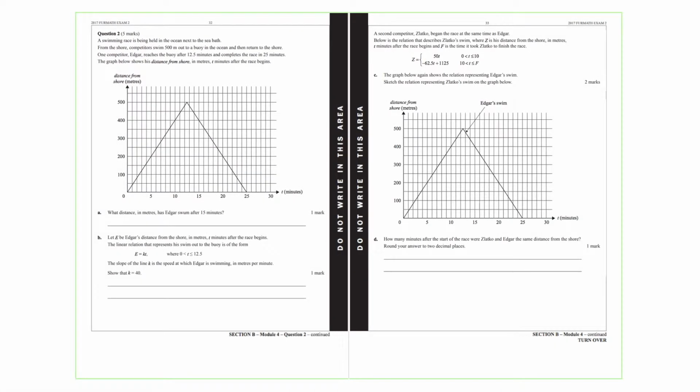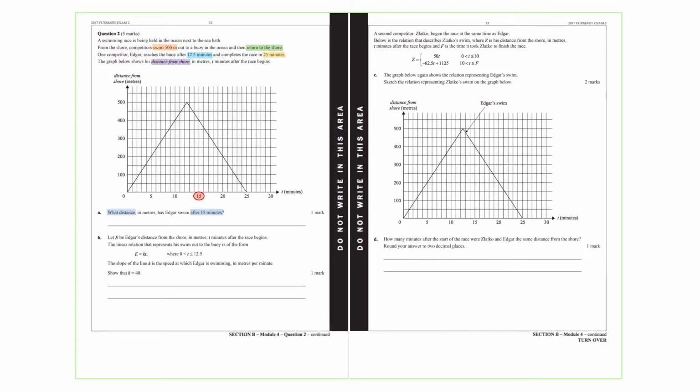Question 2. A swimming race is being held in the ocean next to the sea bath. From the shore, competitors swim 500 meters out to a buoy in the ocean and then return to the shore. One competitor, Edgar, reaches the buoy after 12.5 minutes and completes the race in 25 minutes. The graph below shows his distance from shore in meters t minutes after the race begins. Part A. What distance in meters has Edgar swum after 15 minutes?